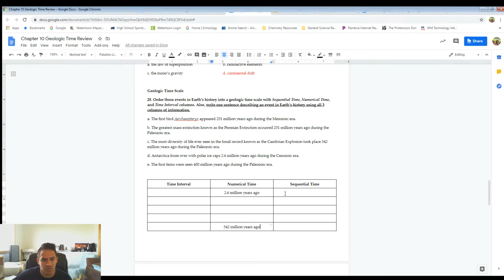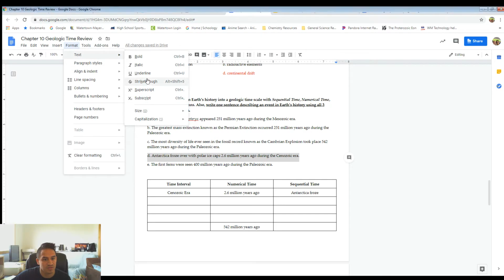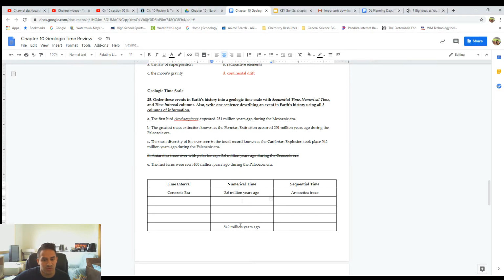So the youngest one here was Antarctica. Antarctica froze. Okay, that was this event, letter D. And this is in the Cenozoic era. That's the time interval. Okay, Cenozoic era. All right, so we're going to cross this off now that we've used it. Text, strike through. Okay. This one, 542 million years ago, was letter C. So this was the Cambrian explosion, during the Paleozoic era. That was the time interval. So Paleozoic era.